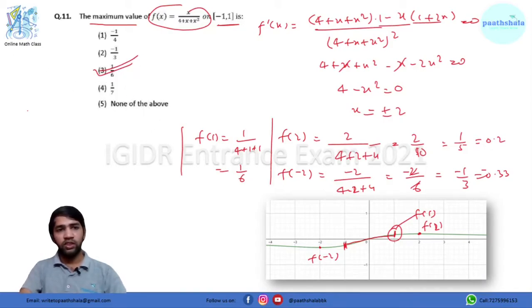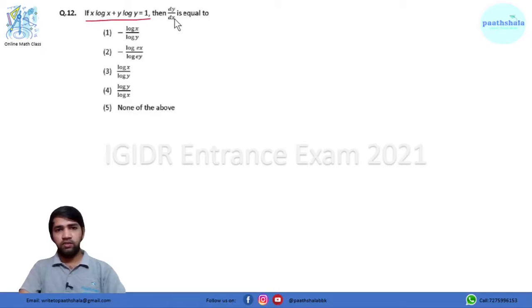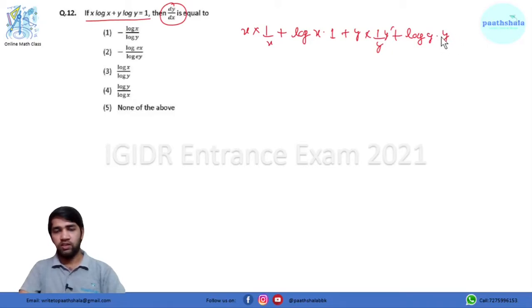Now let's move to the next question. In this question, basically we have to find dy by dx. So let's differentiate the given function. This will be x into 1 upon x plus log x into 1. Then this will be y into 1 upon y times y dash, plus log y, and then differentiation of y is 1, and then you will have y dash equals 0. So this x and x get eliminated, and this y and y get eliminated.